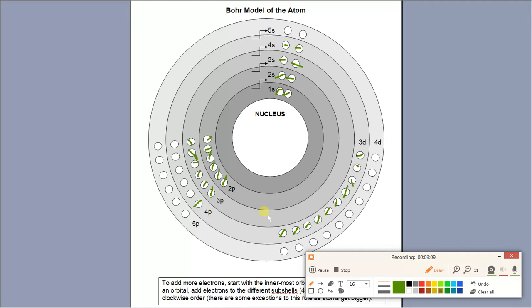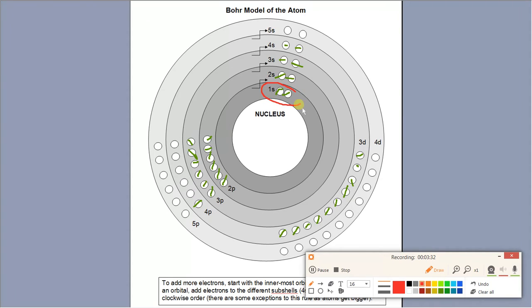There's the last one. Now remember, it's a little weird. The 4s orbital is actually easier to fill. It's less energetic than the 3d orbital. So we fill up the 4s before we fill up the 3d, and that's why I put that in that thing. So how would we write this? This gets a little longer.